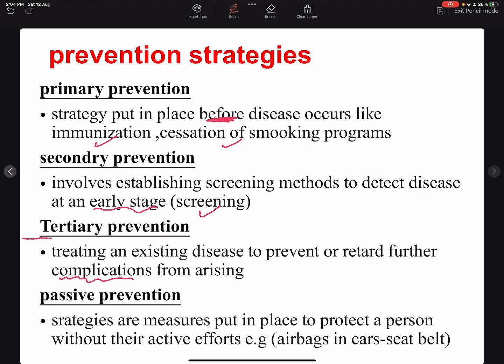Another type of prevention is passive prevention. In passive prevention, the strategies are measures put in place to protect the person without their active effort. For example, airbags in cars and seat belts. The protection is given to the person without their active effort, so this is why it is passive, because there is no active effort. For example, we prevent trauma by applying airbags and putting on the car seat belt.